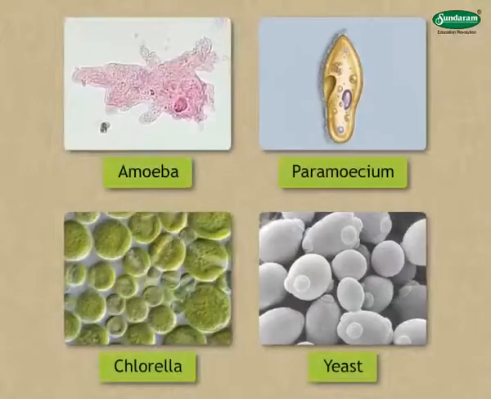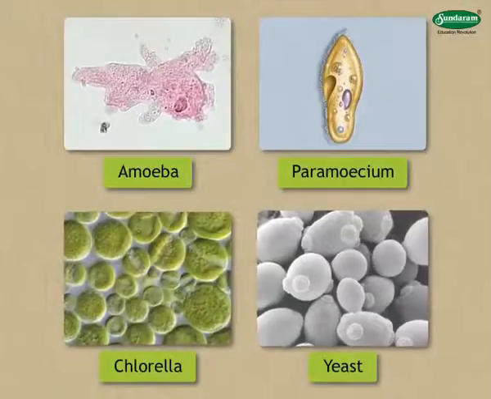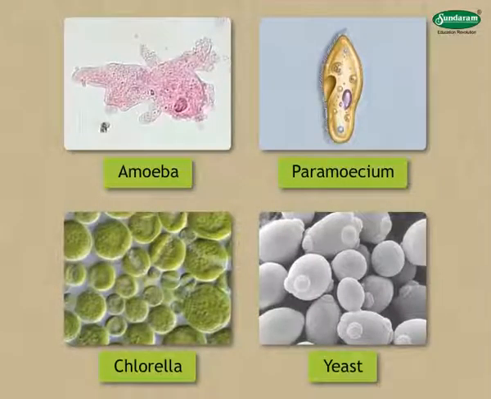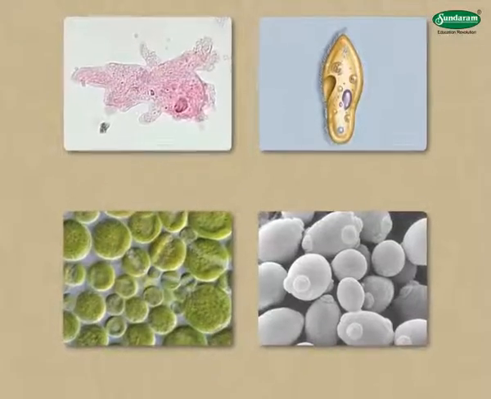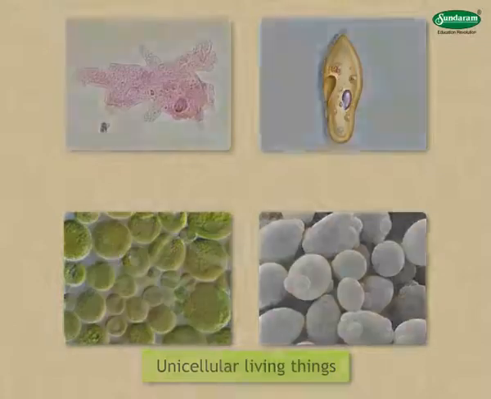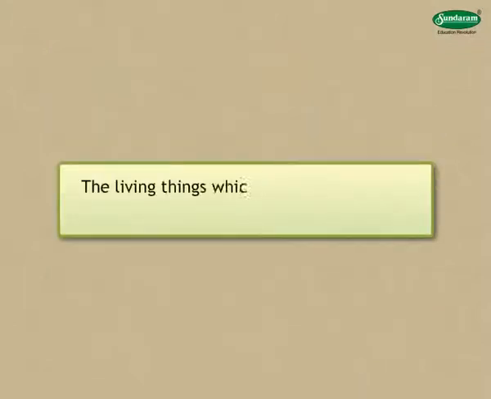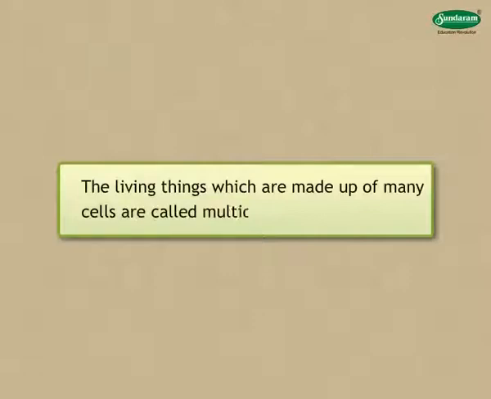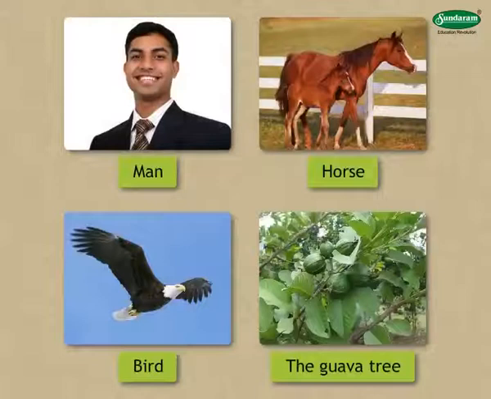Amoeba, paramecium, chlorella, yeast are living things made up of just one cell each. Such living things are called unicellular living things. The living things which are made up of many cells are called multicellular living things. The bodies of man, horse, bird, the guava tree are made of many, many cells.